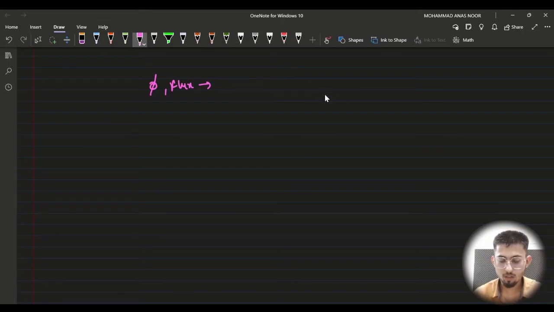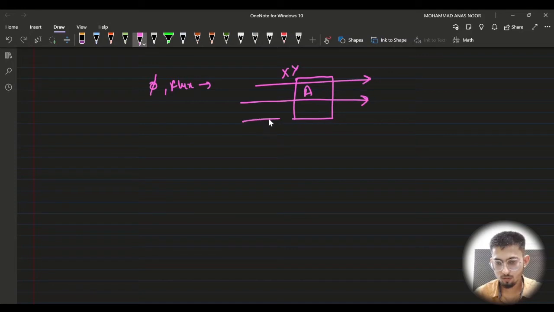For example, let us consider a case. Suppose this is the area, and this is X, Y. Now the electric field is in this direction.